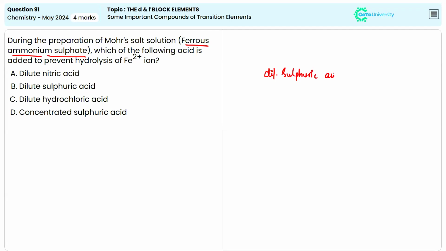because we have to make the medium acidic, right? If you are using concentrated sulfuric acid, we cannot use that because this reaction will be interfered with. Similarly, if you use hydrochloric acid, nitric acid, or any other acids to make the medium acidic, it will not give the proper result. So the reagent should be dilute sulfuric acid. Option B is the correct answer.